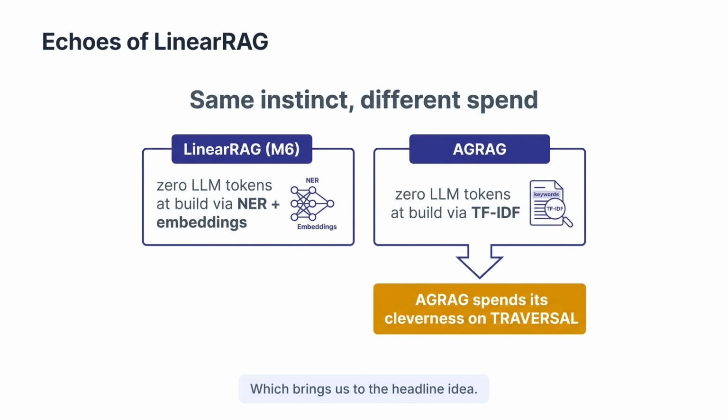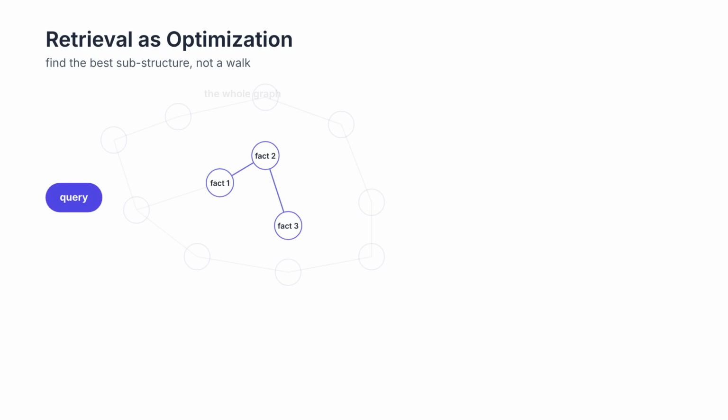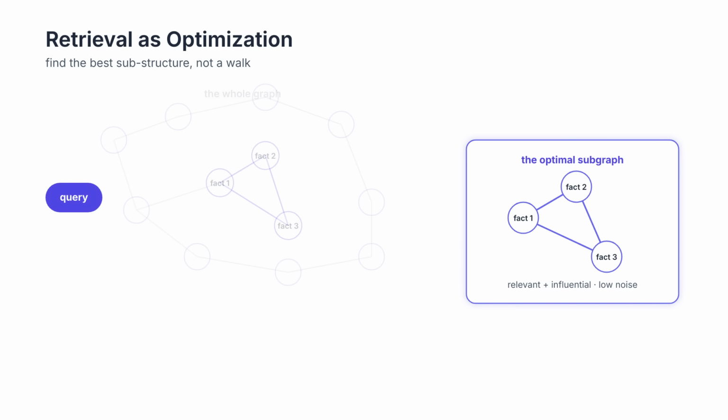Which brings us to the headline idea. Here's AGRAG's big idea in plain English. Most graph retrieval walks outward from seed nodes and hopes it grabs the right neighborhood. AGRAG instead poses a crisp optimization problem. Out of this whole messy graph, find me the single best little subgraph, the one packed with relevant, influential facts and almost no junk. Retrieval stops being a walk and becomes a search for the optimal substructure.